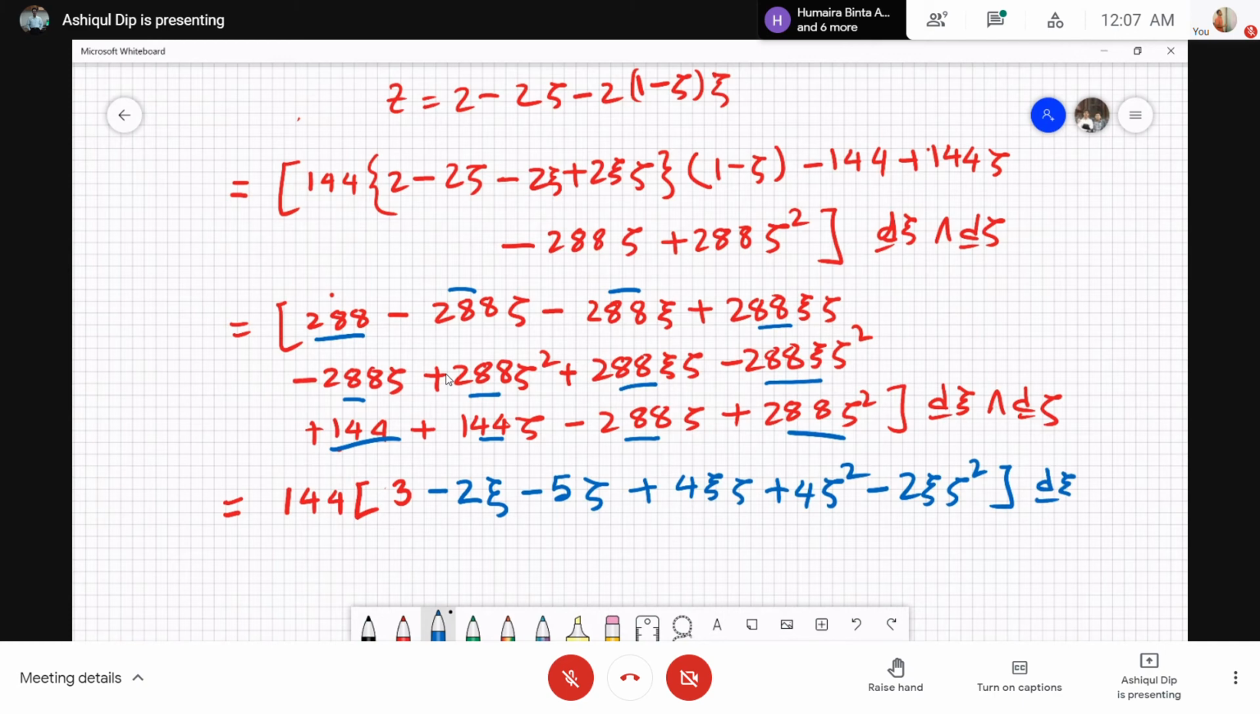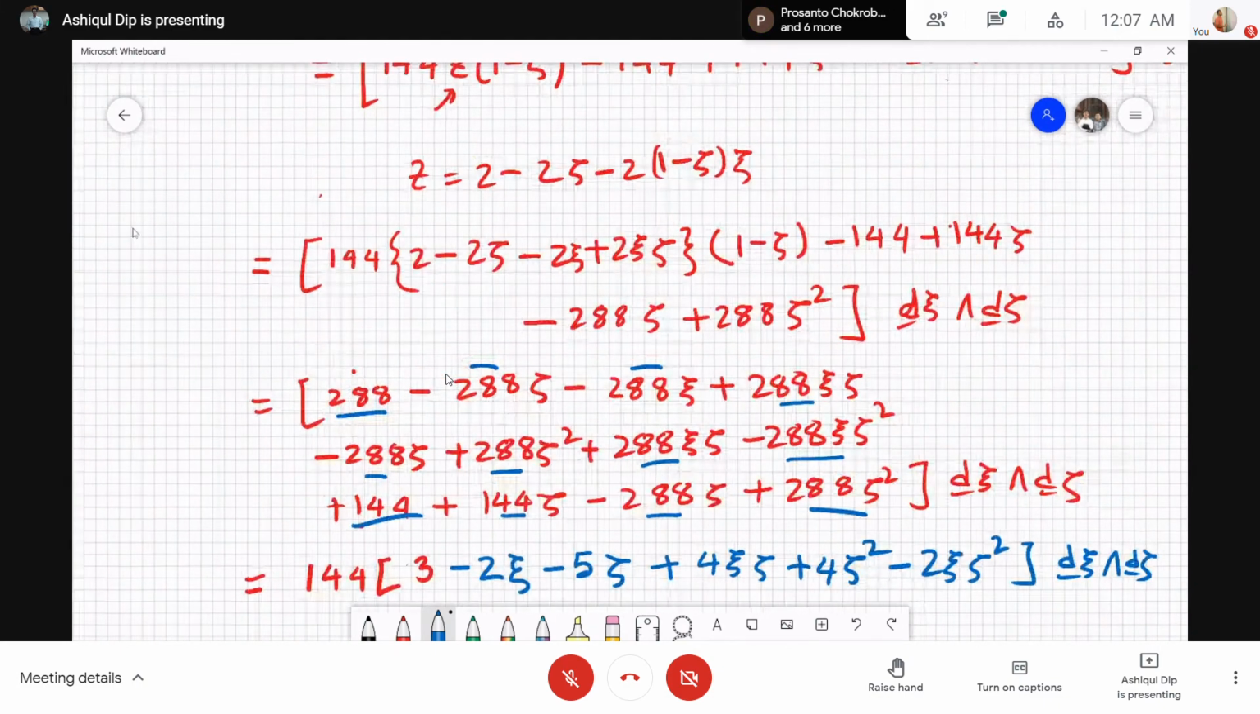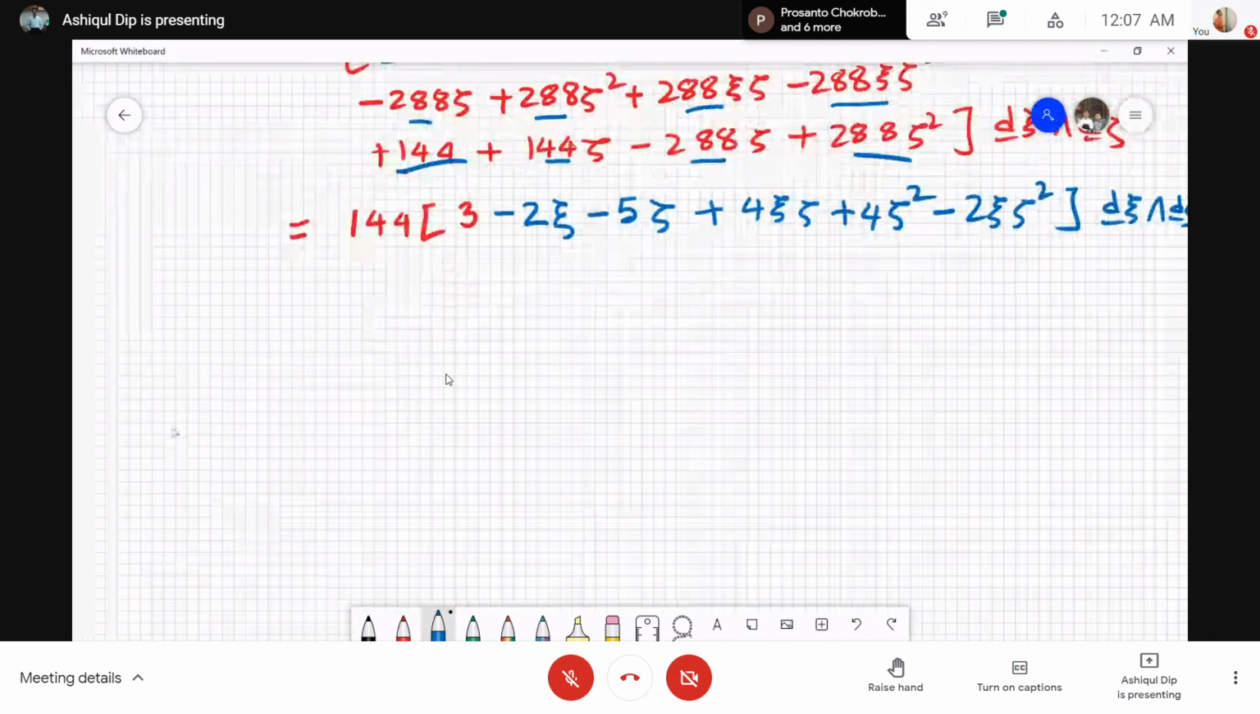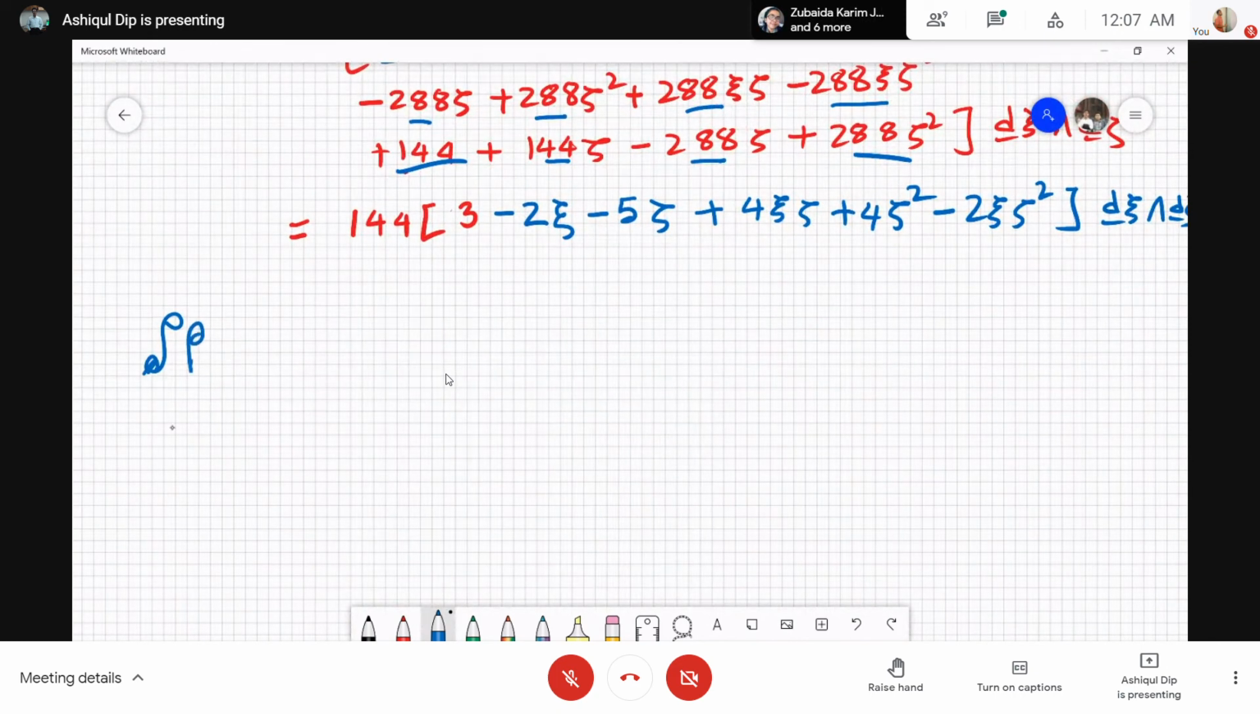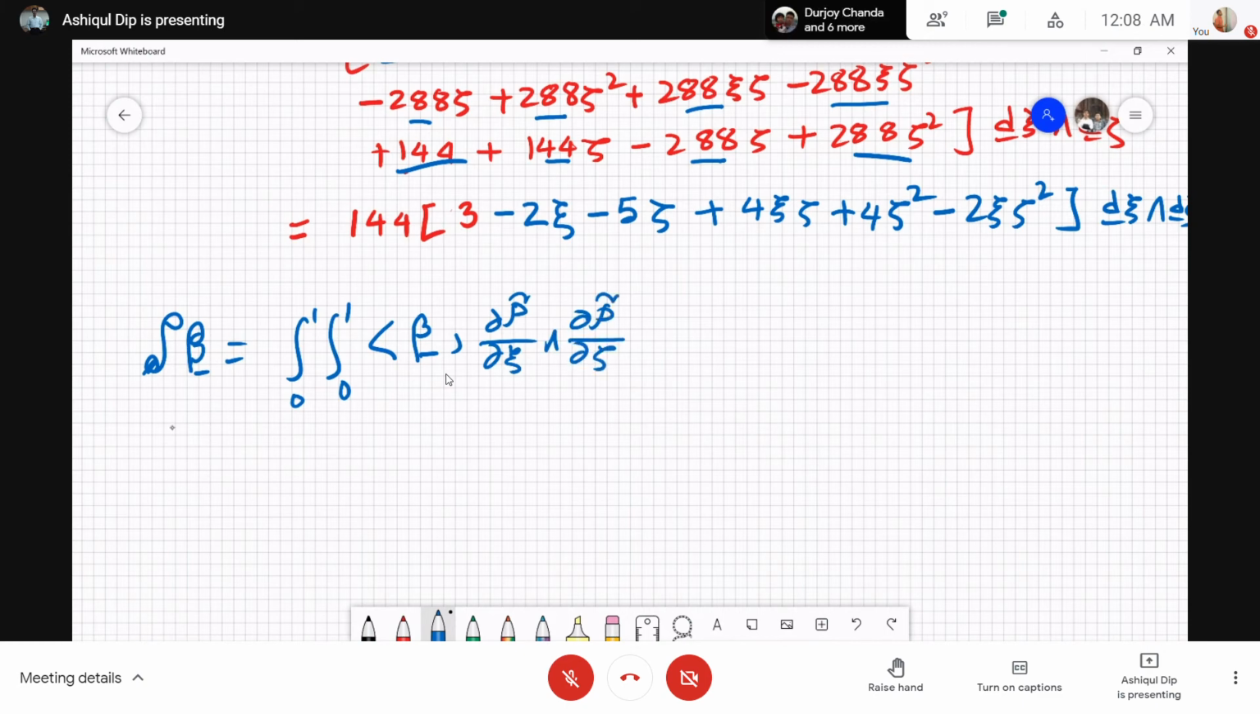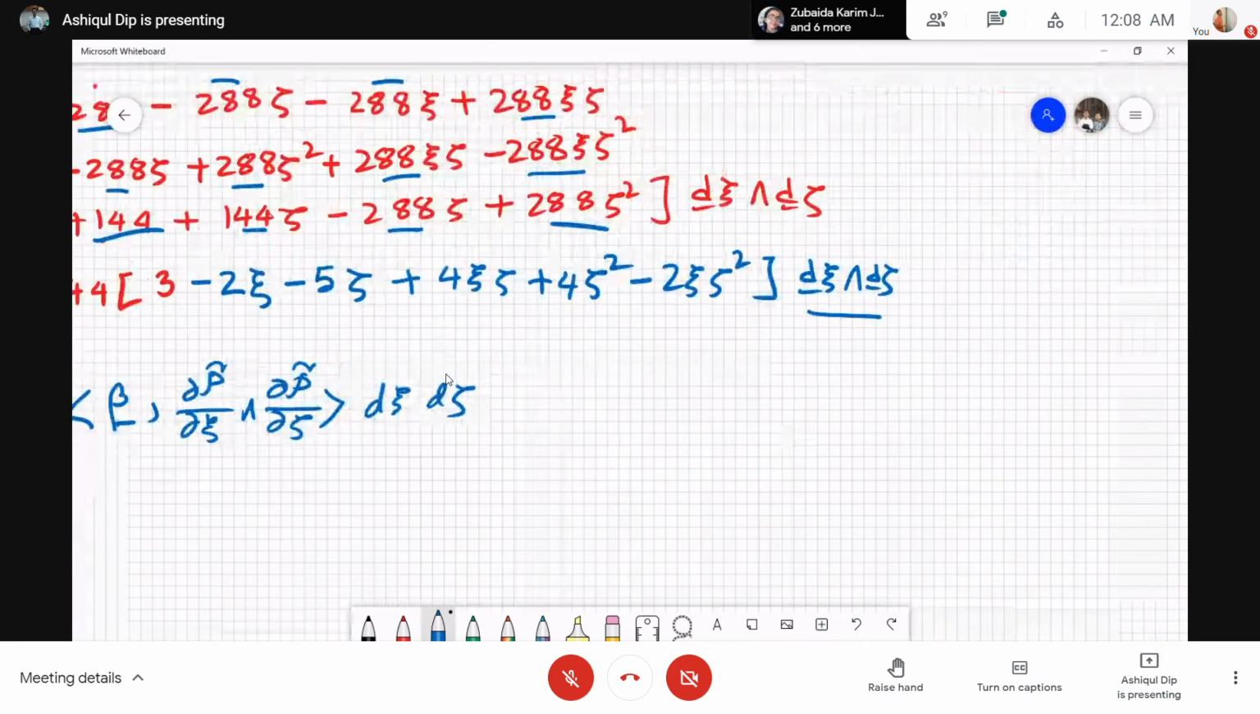Oh boy, it's long algebra. Okay, we are done. So now this is our beta. The integral of beta is from 0 to 1, 0 to 1, piercing beta with delta p by delta xi and delta p by delta zeta, d xi d zeta. That's the parameterization. When you pierce with beta, this part actually gives you just 1, so we are left with the rest.